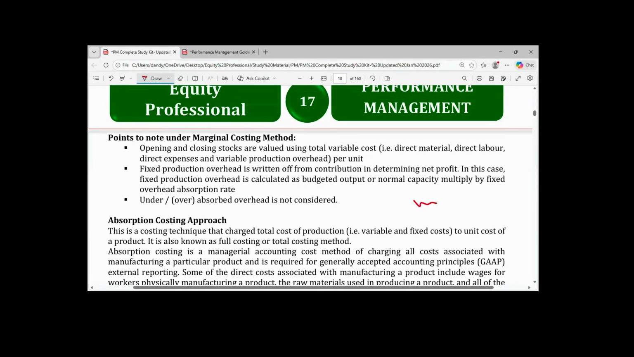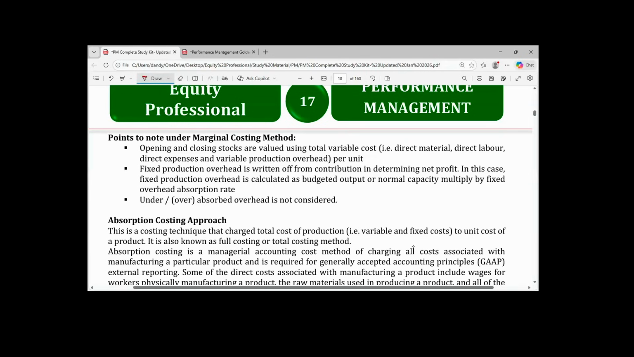Then we talked about methods of presenting income statements. Basically, we have 2 methods of preparing income statements. One is the marginal costing approach, then two, the absorption costing approach. We started with the marginal costing approach.